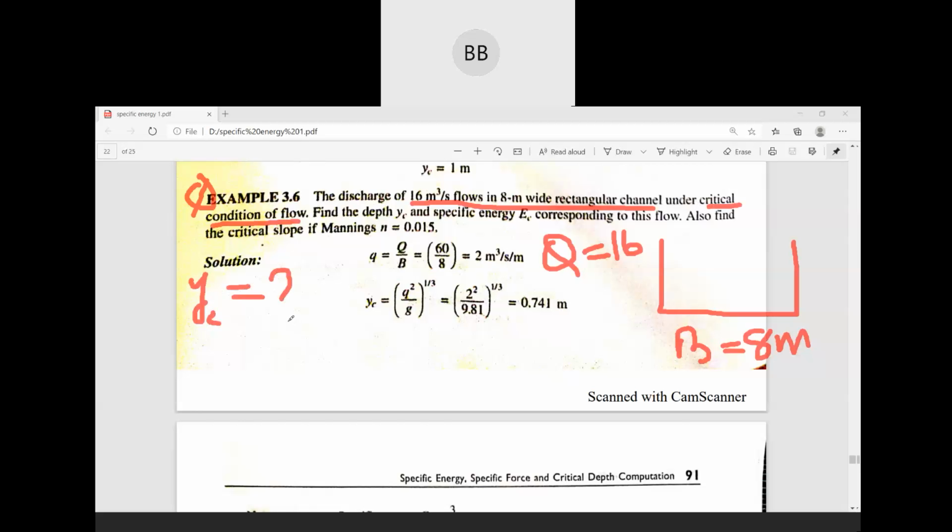and specific energy corresponding to this critical depth. Okay. Then at last we need to find out the critical slope SC using your Manning's equation. Okay, because your Manning's n is given, so we are going to find out the critical slope using the Manning's equation.